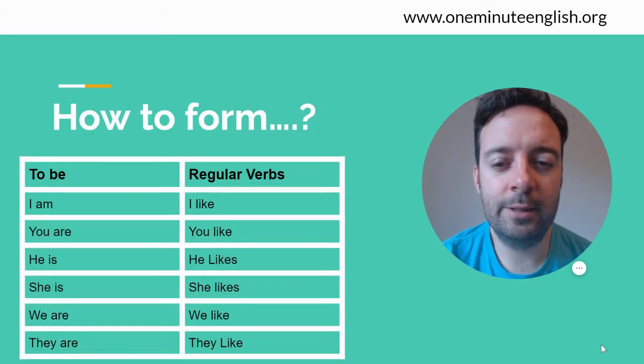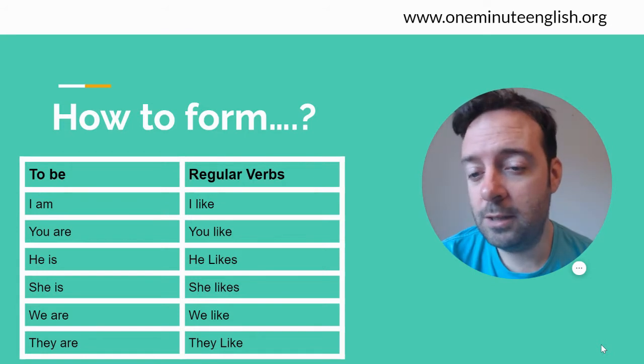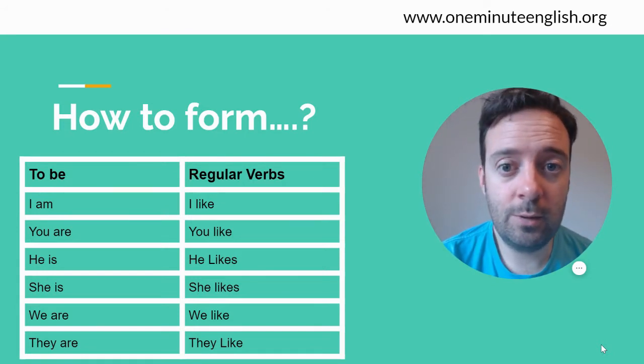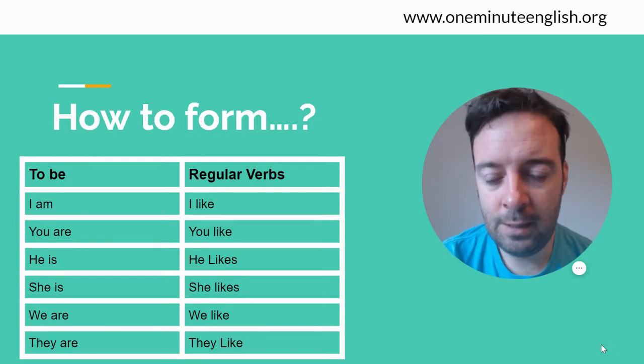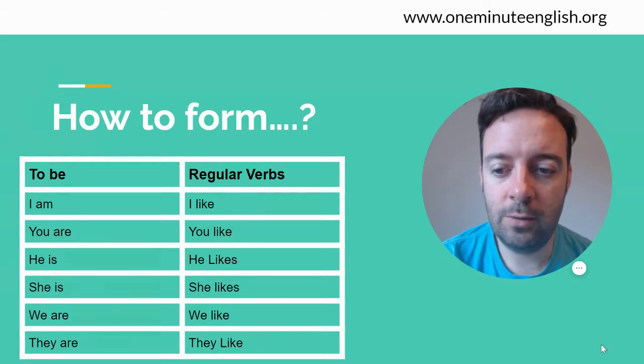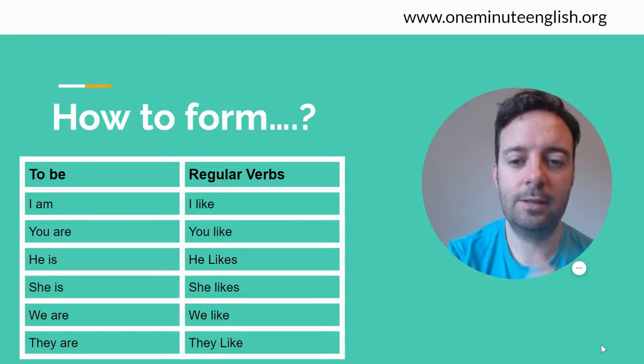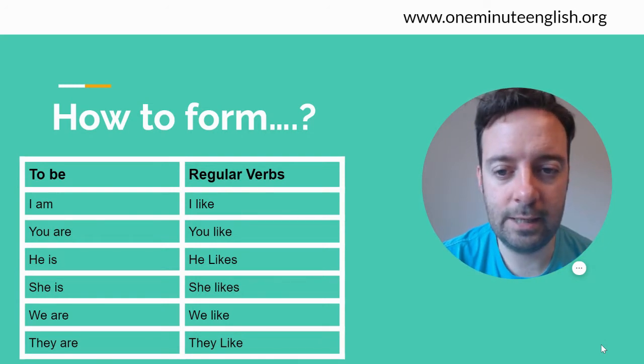So how to form it. I just put the most important verbs here. So the most important verb is the verb to be. I am, you are, he is, she is, we are, and they are. It's very important that you know this for many things in English.